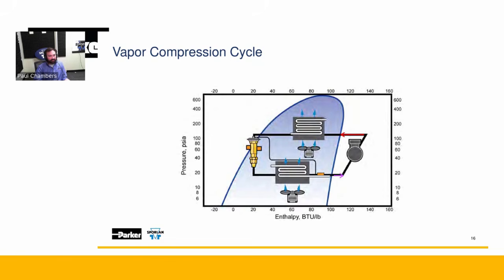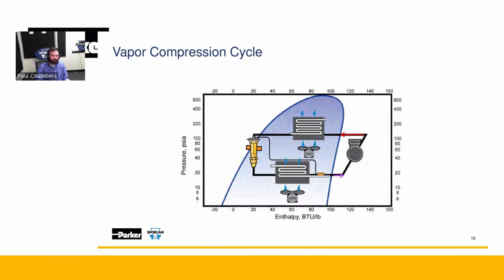Once again, this was the basics. That's the 4 components. This is how it fits in the pressure enthalpy. This is how it raises and moves temperature from one side to the other. Heat goes in on the evaporator, out on the condenser. AC, refrigeration, heat pump, it's all the same.